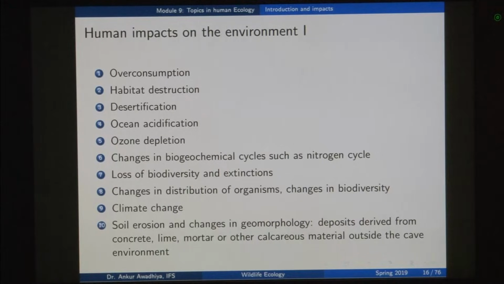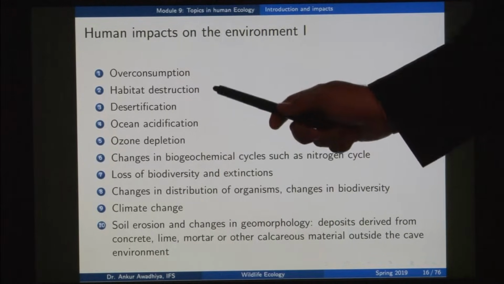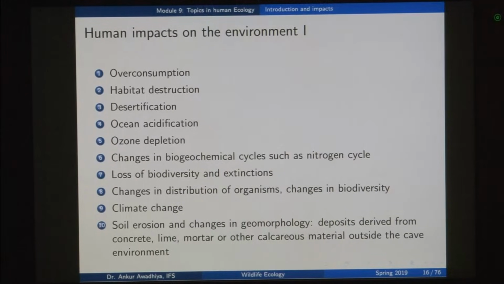Now, with all of these, we are talking about the destruction of a number of habitats. So, another influence of human beings on the ecosystem is that of habitat destruction. Now, this habitat destruction may at times lead to desertification as well. Now, we have seen the causes and impacts of desertification in earlier lectures.